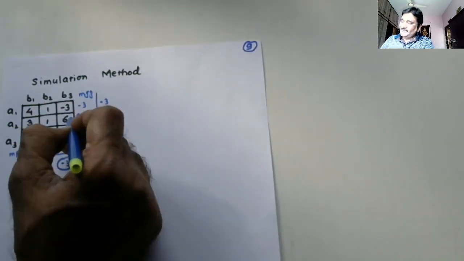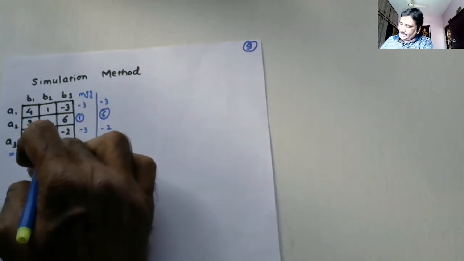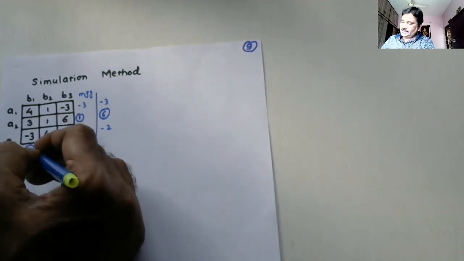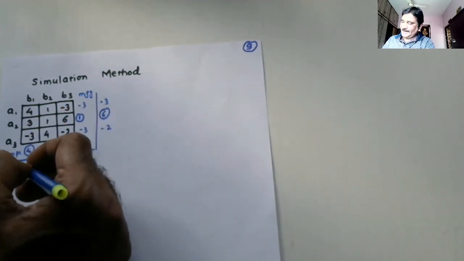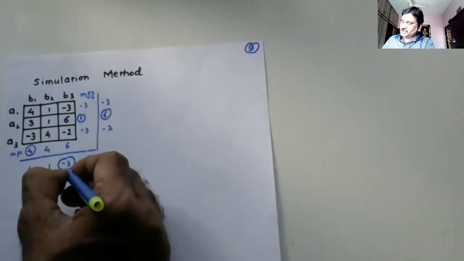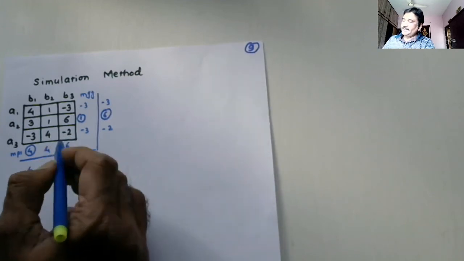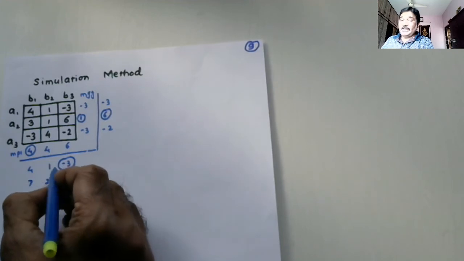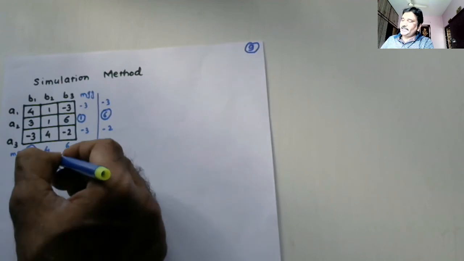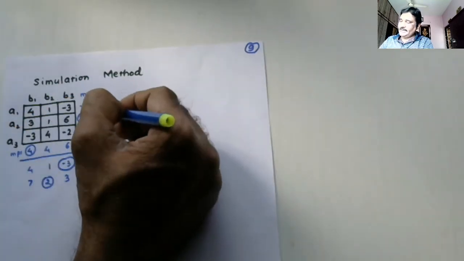So now these three loss values to player B will get added to earlier losses. You add this to this, and this to this. 3 plus 4 is 7, 1 plus 1 is 2, and 6 minus 3 is 3. So player B will be finding the minimum accumulated loss. So this is minimum. So player B will be playing B2.